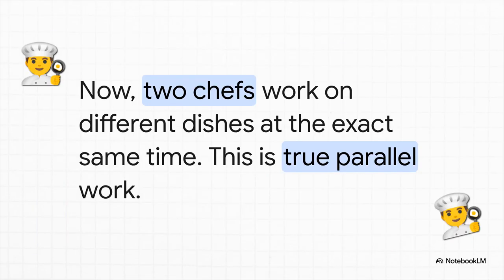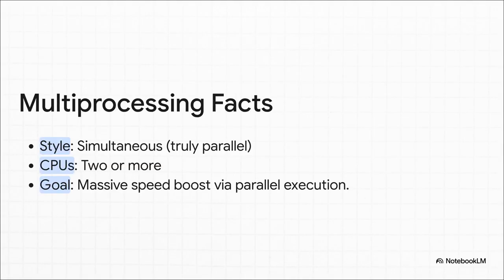Our kitchen analogy is getting an upgrade. Look, now we have 2 chefs. One can be totally dedicated to making the soup, while the other is completely focused on baking the dessert. They are not switching back and forth. They are working in true parallel, and the result is the whole meal gets done much faster. This is simultaneous execution.